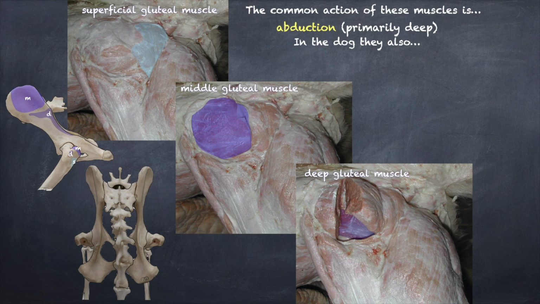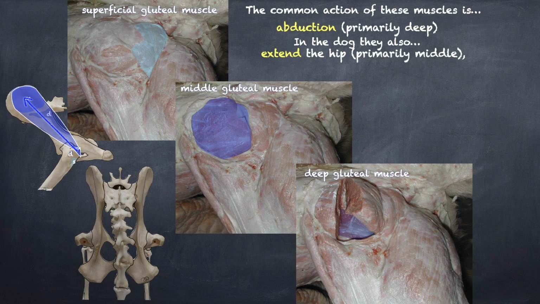But in the dog, they also, especially the middle gluteal, are going to do what? Extend the hip. If I draw that in there, we can see how that would cause extension because our point of rotation is here. So it would tend to pull it up like that. Now, superficial, we're going to see the same type of thing because it's coming over and attaching to that deep gluteal fascia, which is on the surface of the middle gluteal. So it's acting very similar.